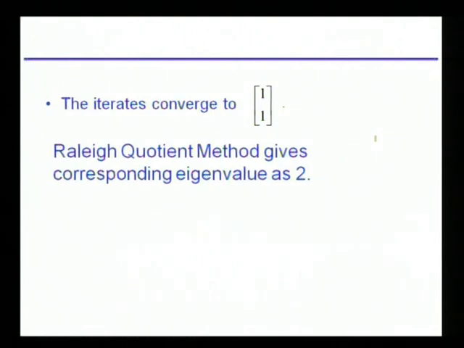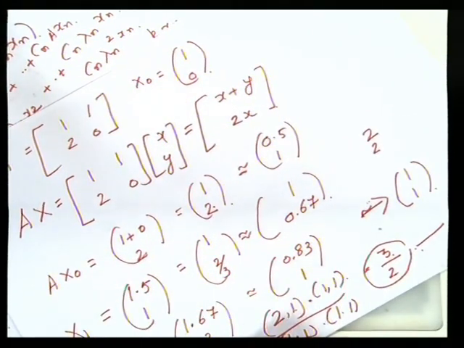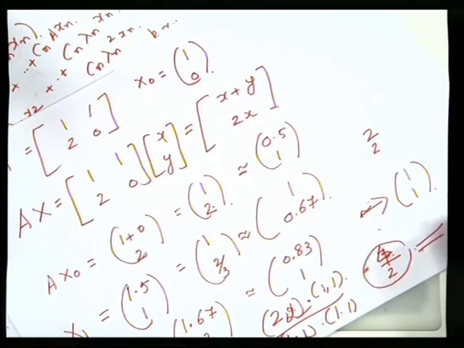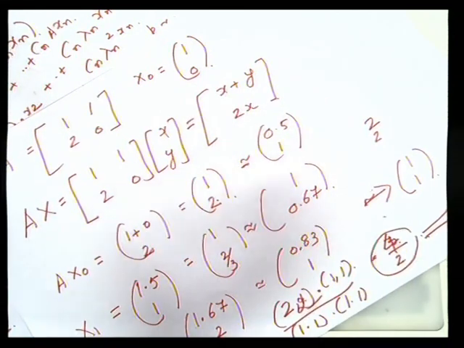Please look into the PPT. Sorry, I must have made an error. The eigenvalue should come out somewhere. A of 1, 1 is 2, 2. I'm sorry, I made a mistake here. It is 2, 2. So 2, 2 dotted with 1, 1 gives you 4 divided by 2. That is equal to 2. So the corresponding eigenvalue is 2.